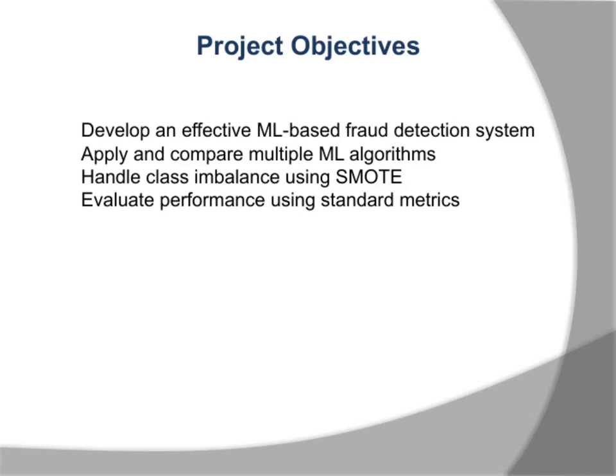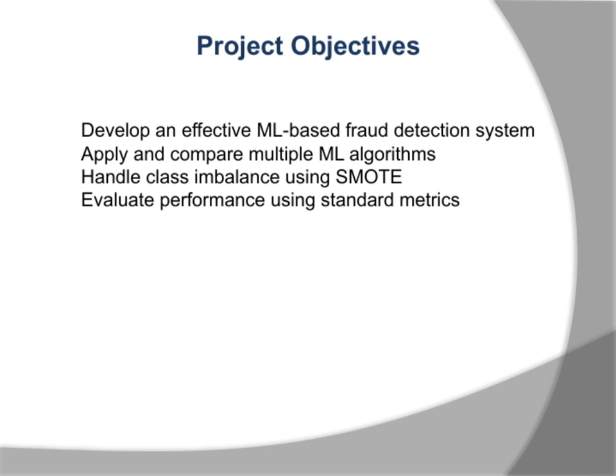Now, let's talk about how we can develop an effective machine learning-based fraud detection system. First, we want to apply and compare multiple ML algorithms to see which ones perform best in identifying fraudulent activities. It's important to test different models because each algorithm has its strengths and weaknesses, and comparing them helps us choose the most accurate one. Next, handling class imbalance is a crucial part of this process.